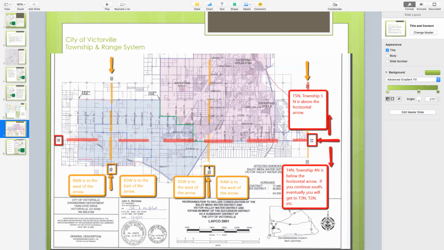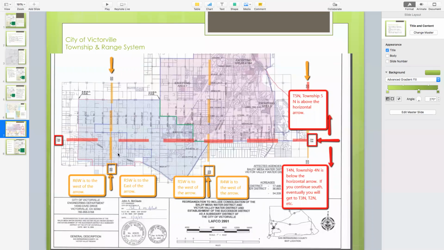Everything east of this yellow line is within the range R5W. Then everything west of this yellow line is in the range R6W. And here is our line, R5W on this side of it, and R6W on this side.